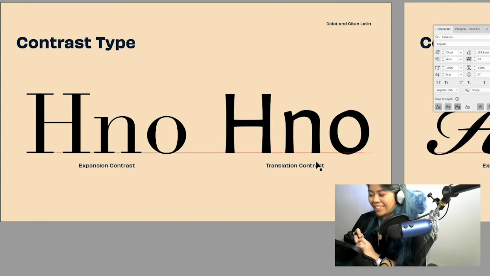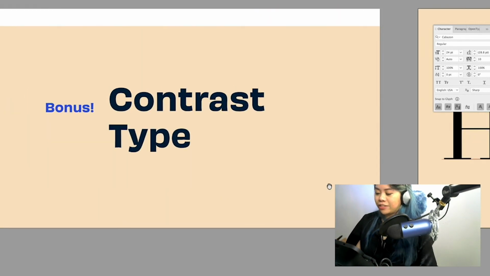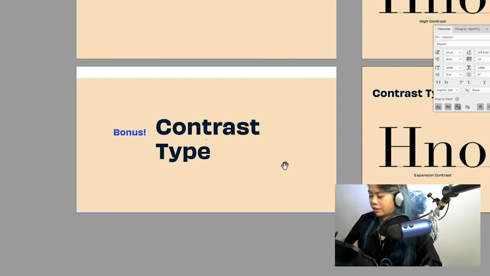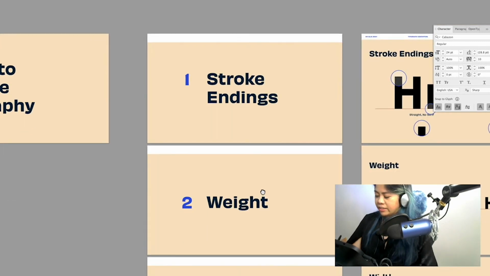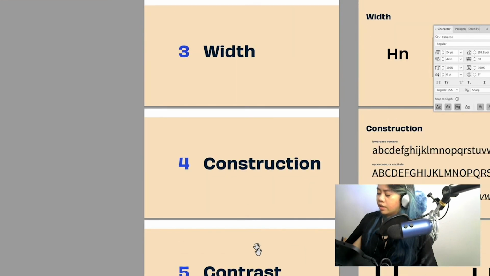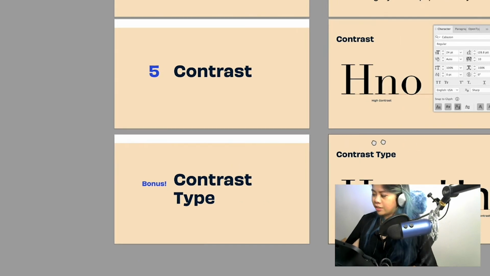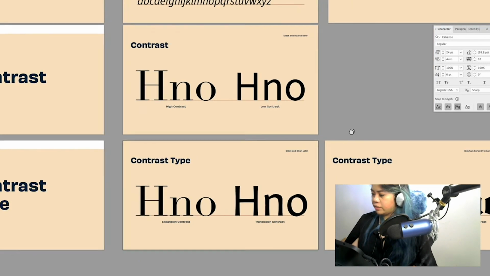That is the bonus descriptor of type of contrast. And we went through five different descriptors: stroke endings, weight and width, construction, contrast, and type of contrast. And that is about it.